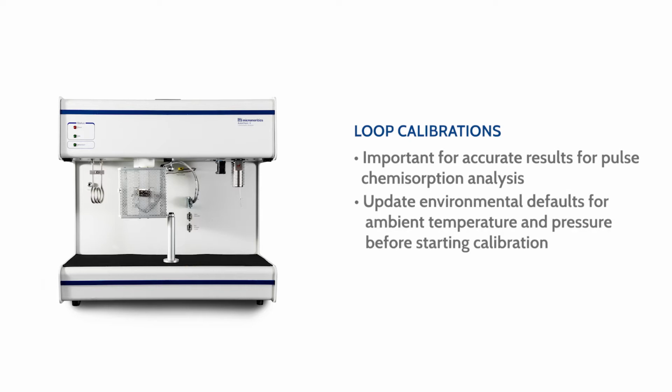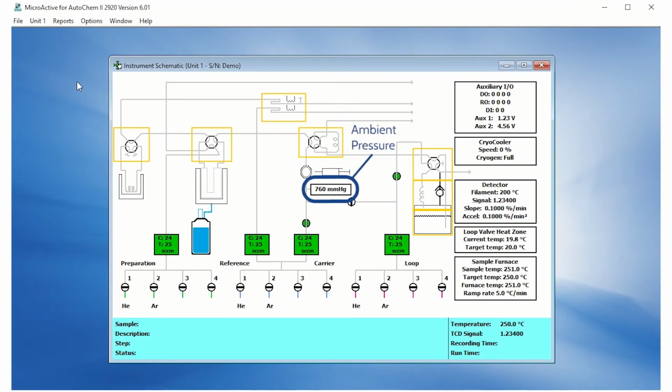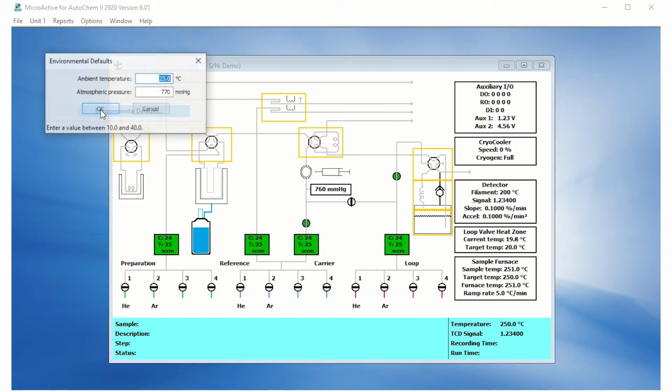Before the calibration, environmental defaults must be updated to the current ambient temperature and pressure. The ambient pressure can be estimated from the instrument schematic, here, below the image of the syringe. Make sure there is no active gas flowing when taking this value. Go to Options, Environmental Defaults to update the ambient temperature and atmospheric pressure.